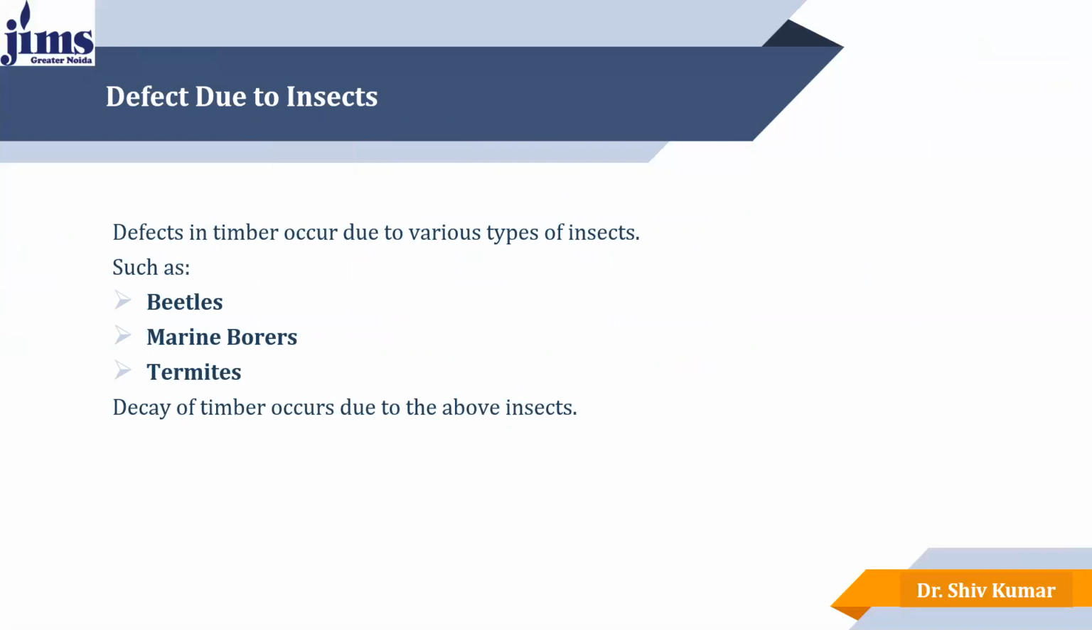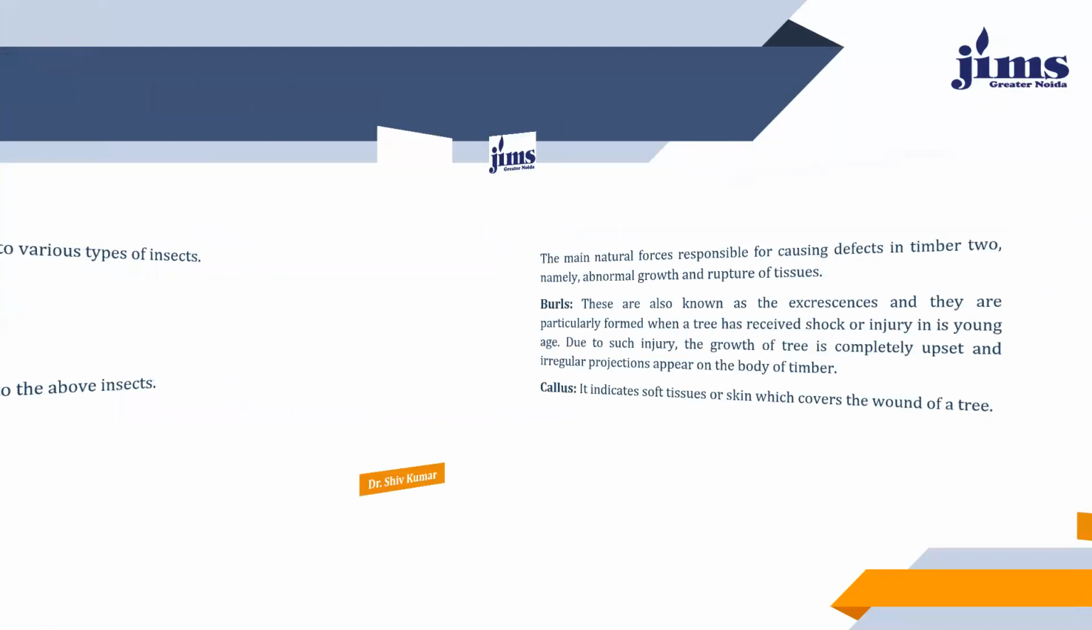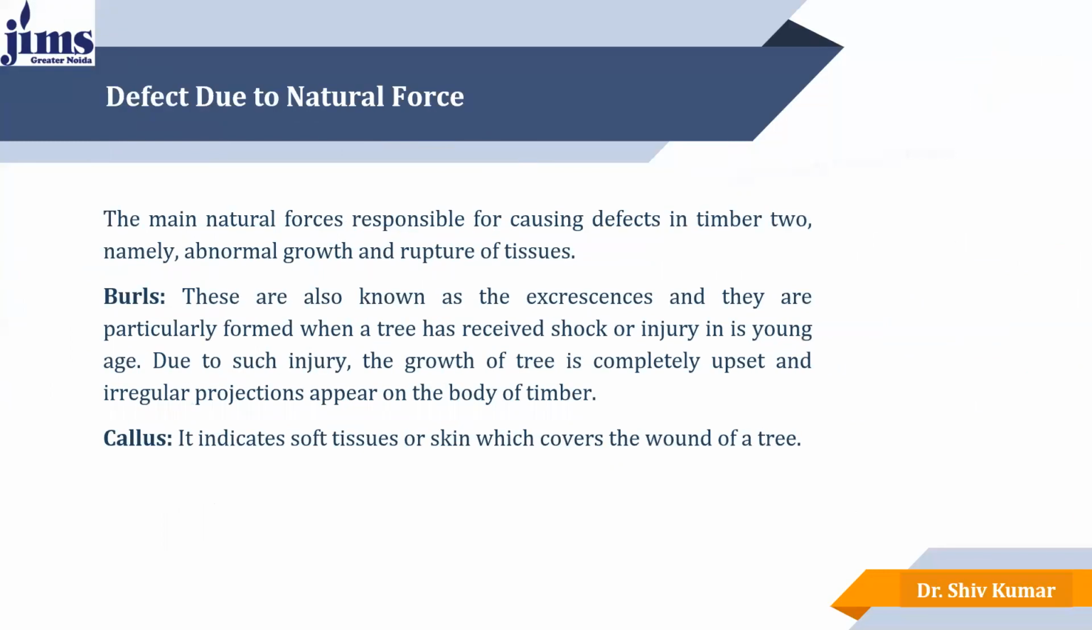These insects, like beetles, marine borers, and termites, convert the wooden part into powder form as they feed on the cellulose, and wood contains mainly the cellulosic component. The next is the defects due to natural forces. The natural forces may be tornadoes, hurricanes, or high-speed winds.